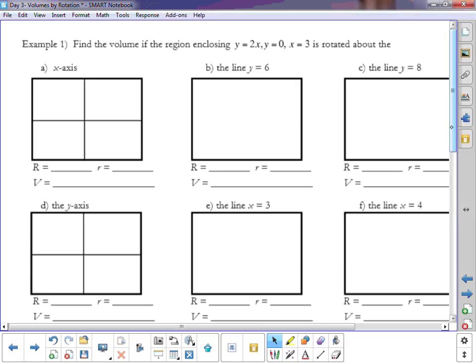Alright, so our first one says find the volume if the region enclosed by y equals 2x, y equals 0, and x equals 3 is rotated about, and then we have different scenarios here. Just like last class, we need to set up a region before we can look at what it's going to look like being rotated. So we have y equal to 2x, y equal to 0, x equal to 3.